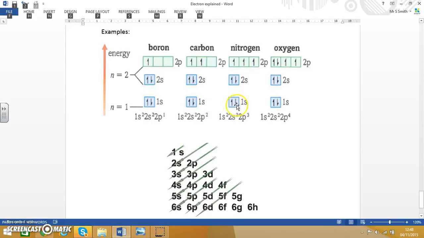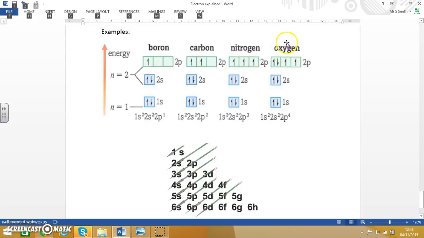Following this through with nitrogen, nitrogen has atomic number 7, so it has 7 protons, 7 electrons. The 1s subshell is full, the 2s subshell is full, and we have 3 electrons in the p subshell. 1 in the first dimension, one in the second dimension, and one in the third dimension. Again, no doubling up until we have single electrons in all of the dimensions.